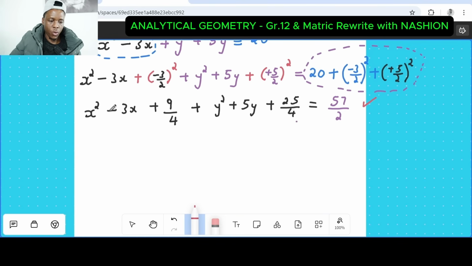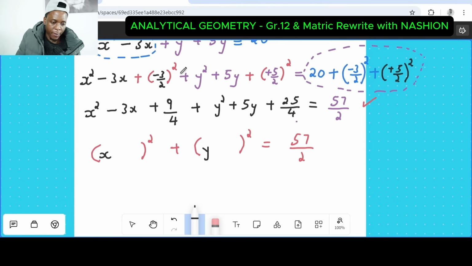Why? X is squared. 9 over 4 is a squared number. Y is squared. 25 over 4 is another square number. Now the standard form. Brackets all squared plus brackets all squared, the right hand side, 57 over 2. First brackets x, next brackets y. Then what do we write with the x? Remember up here, in brackets we wrote negative 3 over 2 squared. So you just take that negative 3 over 2 the way it is.